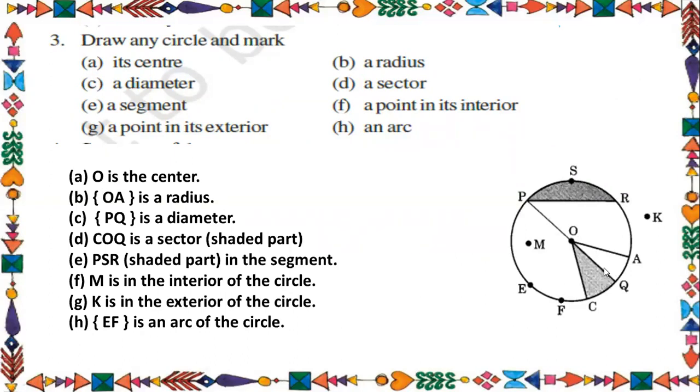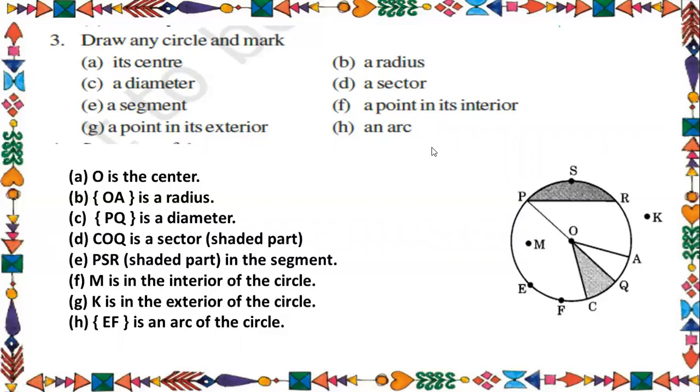Next, you have to take a diameter. Diameter is only the straight line connecting the 2 points passing through the center, which is PQ. PQ is a diameter. Then you have to take a sector. I have taken this shaded region as a sector. COQ is the sector. Next, you have to take a segment. So I have taken this shaded region as a segment, PSR as a segment.